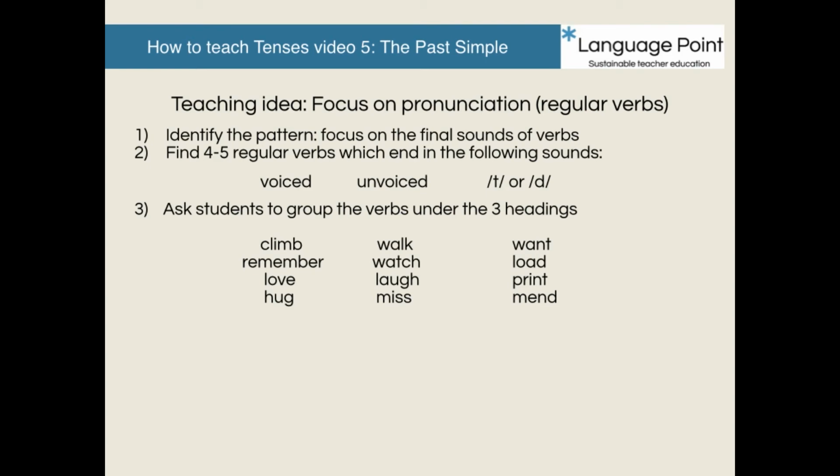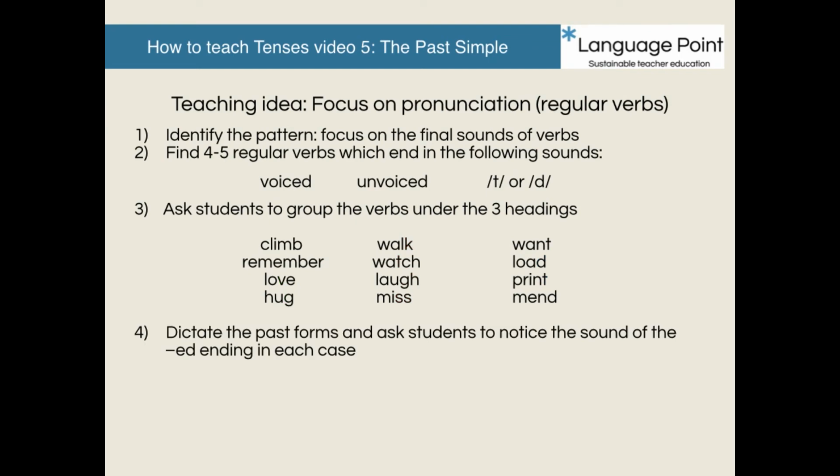The second group contains unvoiced sounds at the end. So walk, watch, laugh, miss. So the sounds there are k, ch, f, s, none of which use voice. Now the third heading is a group of verbs which end in the 2 sounds t or d. So for example, want, load, print, mend. They all have t or d endings. So you can highlight the final sounds of the verbs to just show students what we're talking about and which part of the word we're focusing on.